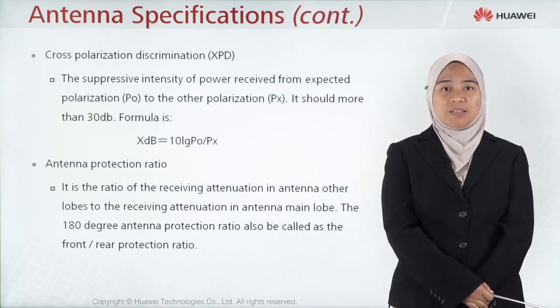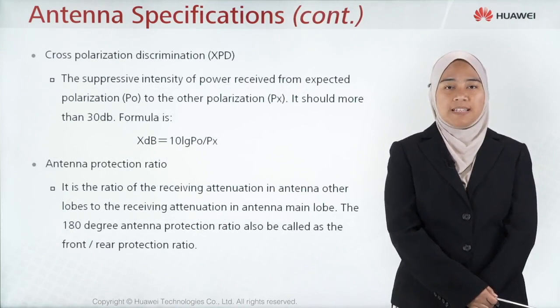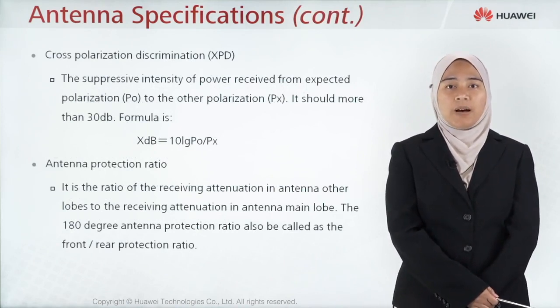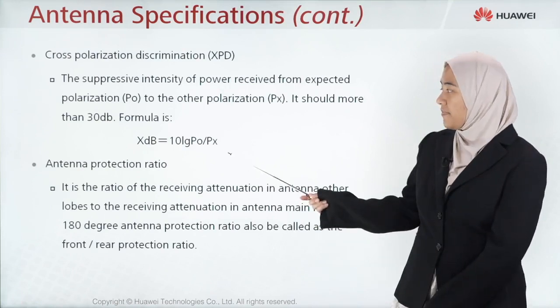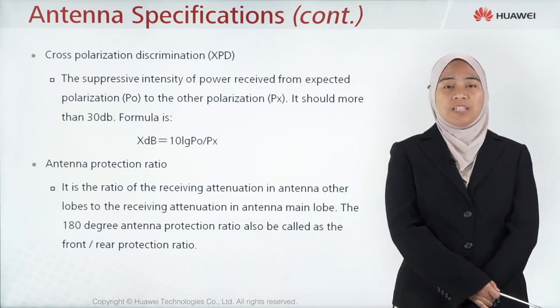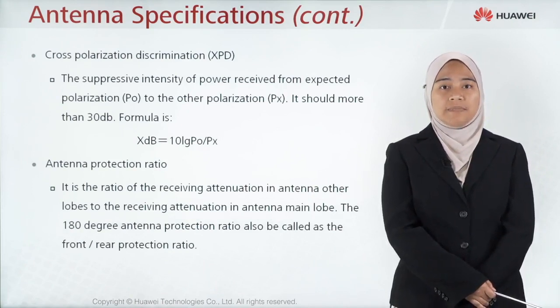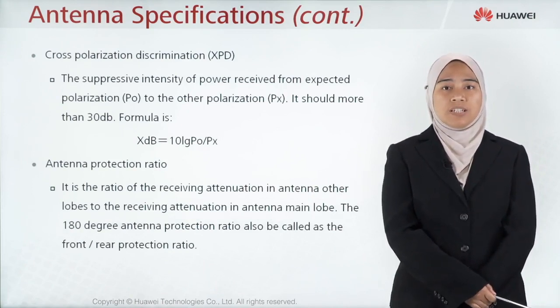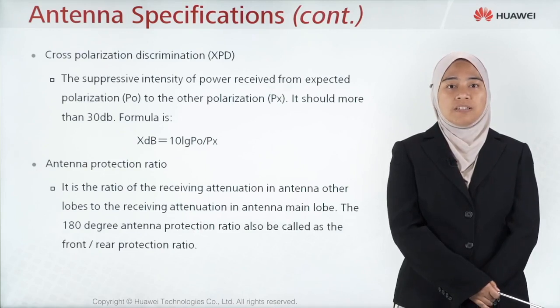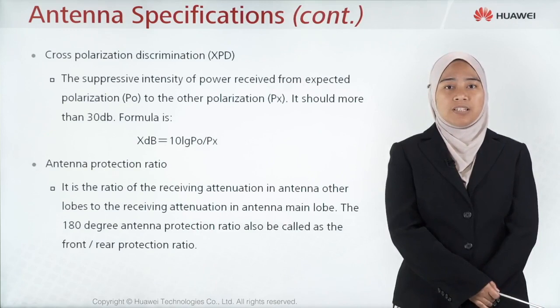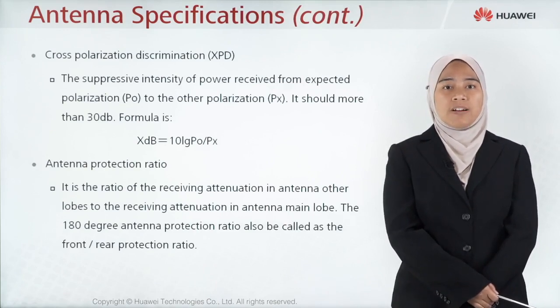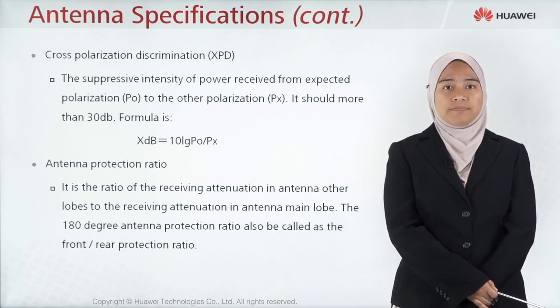The third one is the cross polarization discrimination, XPD. It is the suppressive intensity of power received from the expected polarization PO to the other polarization PX. It should be more than 30 dB. The formula is given here. The last specification for the antenna is the antenna protection ratio. It is the ratio of the receiving attenuation in the antenna's other lobes to the receiving attenuation in the antenna main lobe. The 180-degree antenna protection ratio is also called the front or rear protection ratio.